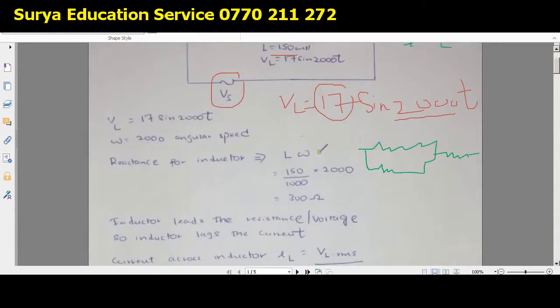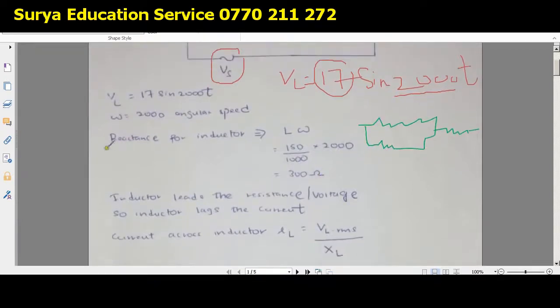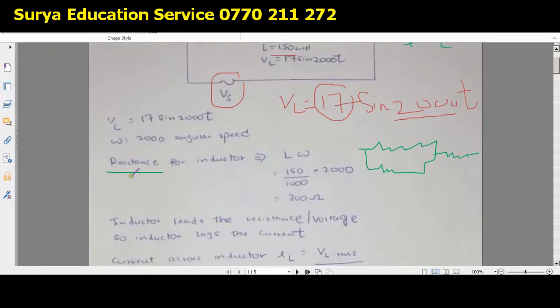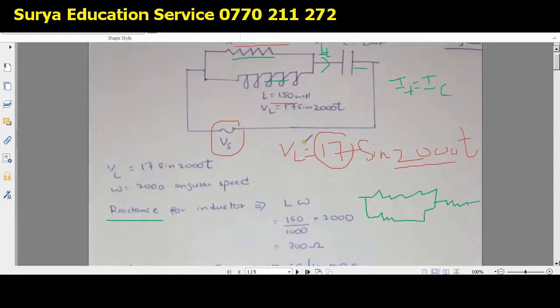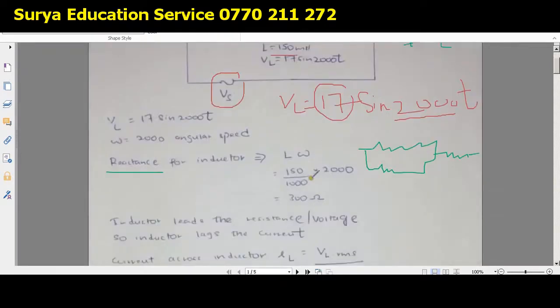So now guys, just focus. Here we calculate something called reactance. It is also something like resistance, but a little bit special. So here we calculate the reactance for the inductor. How we calculate that is by L omega. Reactance for the inductor equals L omega. So what is L? Inductance. Here they have given us the inductance in millihenry, but we have to put the standard unit, which means it should be in Henry, right? So for 150 millihenry, just divide that by 1000 and multiply it by the angular speed.